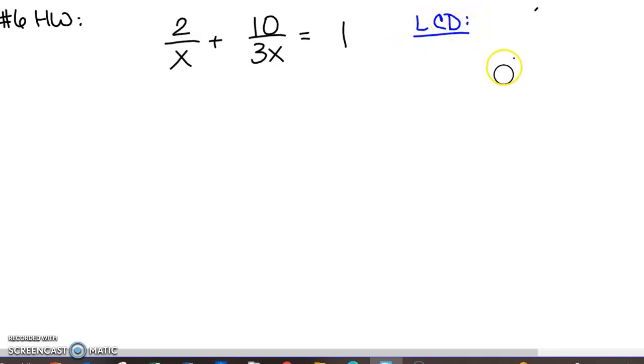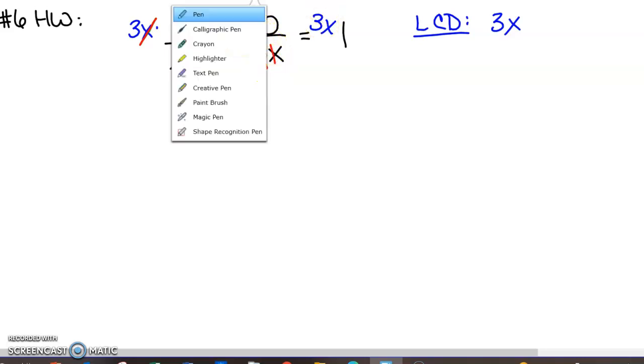So the least common denominator of these two fractions is going to be, well, 3, because the least common multiple of 1 and 3 is 3, and then x. So I'm going to multiply everything by that. Now I'm going to cross cancel. The x in the 3x cancels with the x in the denominator. This 3x and this 3x cancel out.